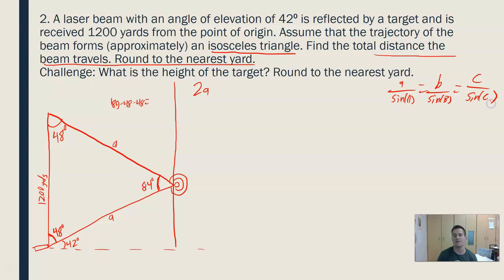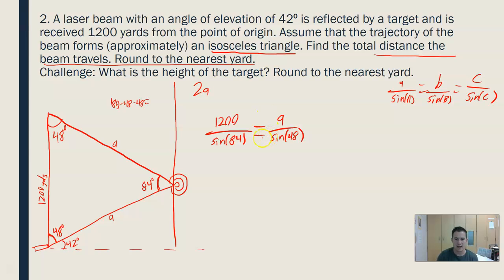The ratio of each side divided by the sine of the opposite angle is going to be equal to the same ratio for all the corresponding sides. So, 1,200 divided by the sine of 84 is going to be equal to A over the sine of 48. Side divided by the sine of the opposite angle, side divided by the sine of the opposite angle.